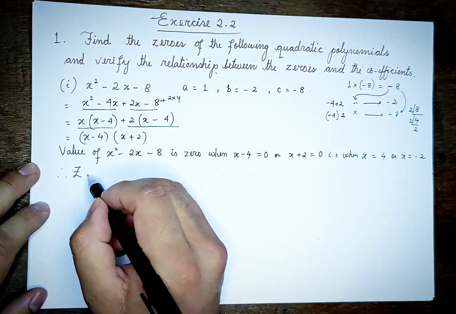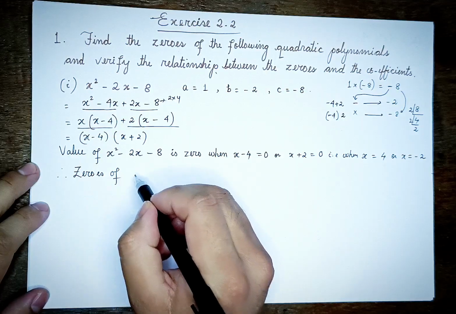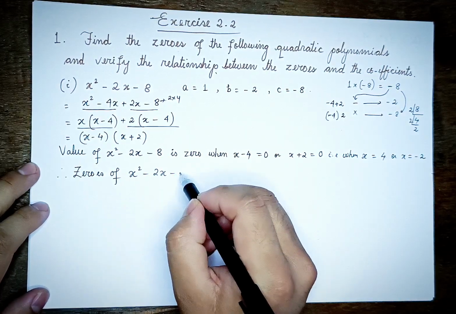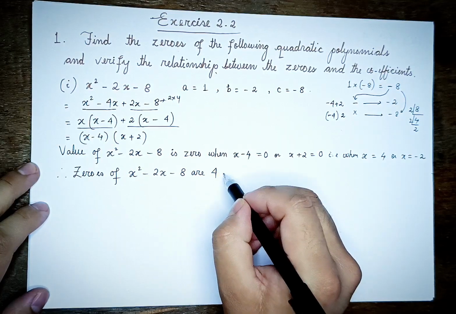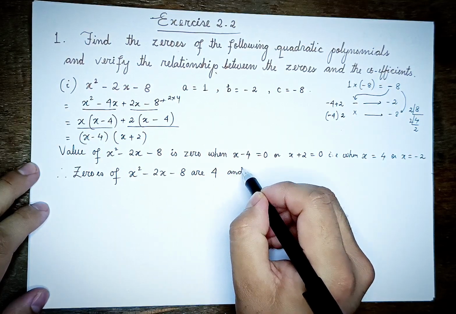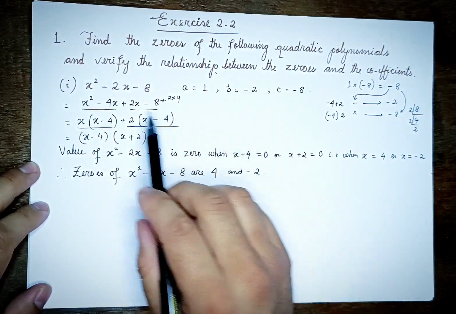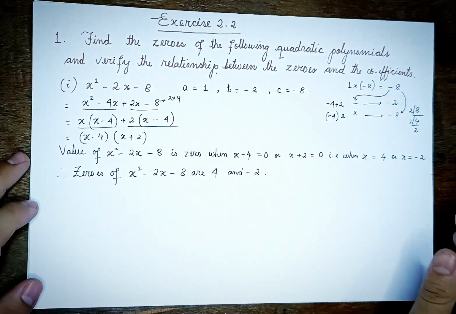Therefore zeros of x square minus twice x minus 8 are 4 and minus 2. Okay, we found out the zeros of this quadratic polynomial. Now let's verify the relationship between the zeros and the coefficient.